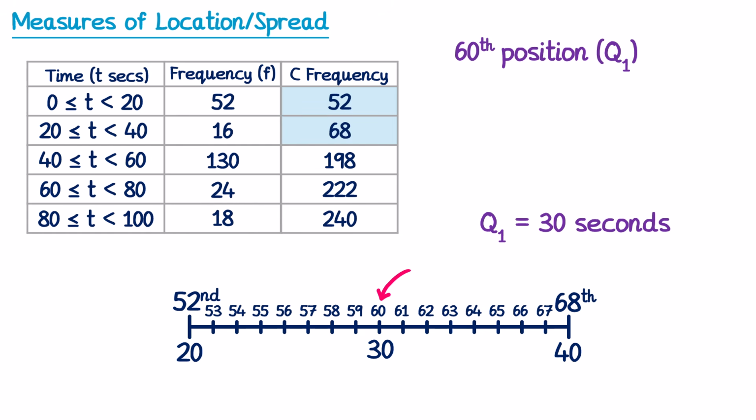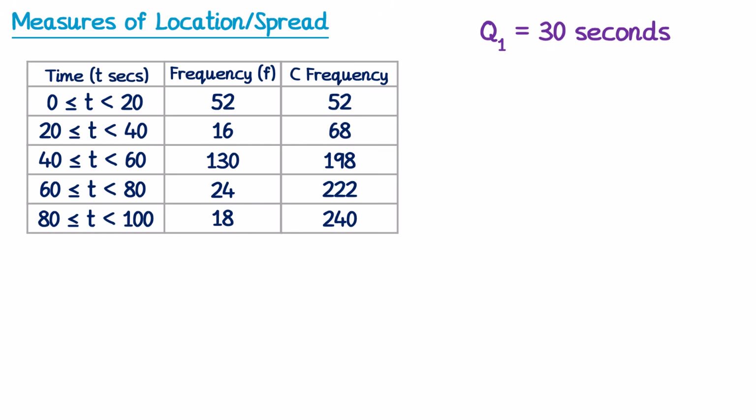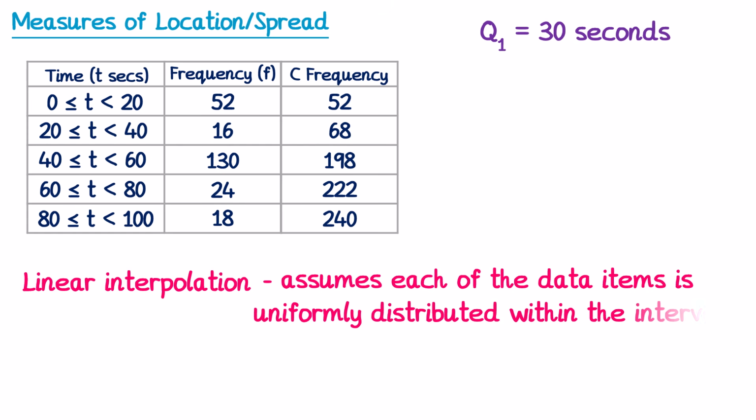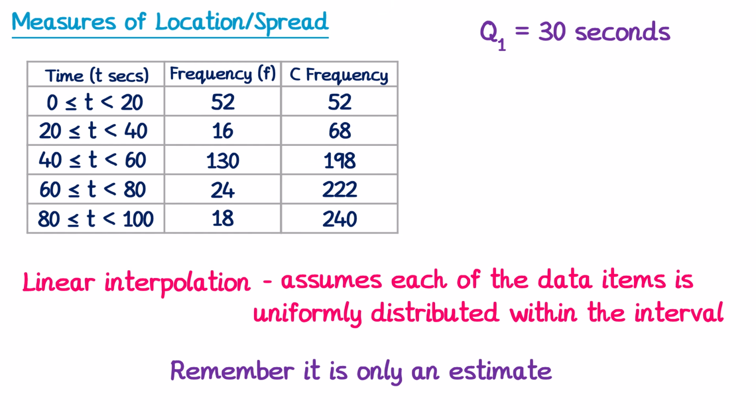That's certainly better than just saying it's in the interval 20 to 40. The technique that we've used here is known as linear interpolation. This is where we assume that each of the data items is uniformly distributed within the interval. It's important that you understand that this is only an estimate.